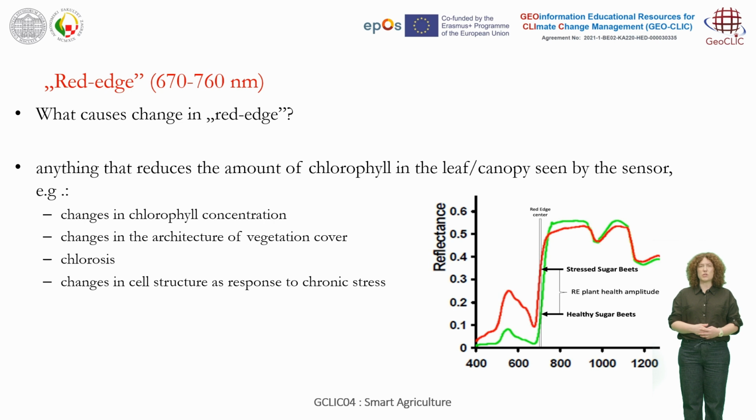One parameter is also very important, the spectral band called the red edge, from 670 to 760 nanometers, which is very important to monitor and to define crop stress. Because when the crop is under any kind of stress, like chlorosis, changes in chlorophyll concentration, or changes in the cell structure because of some chronic stress like nutrient deficiency or pest diseases, the red edge reflection moves to shorter wavelengths. According to this change, we can find if there is any kind of stress.